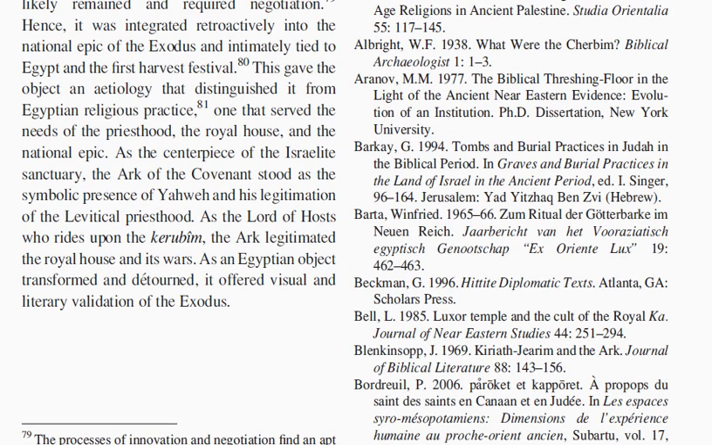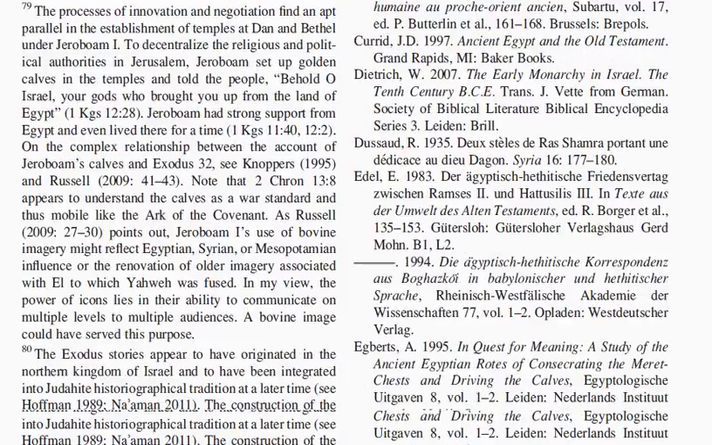As the centerpiece of the Israelite sanctuary, the Ark of the Covenant stood as the symbolic presence of Yahweh and his legitimation of the Levitical priesthood. As the Lord of hosts who rides upon the cherubim, the ark legitimated the royal house and its wars. As an Egyptian object transformed and adapted, it offered visual and literary validation of the Exodus. End of essay.